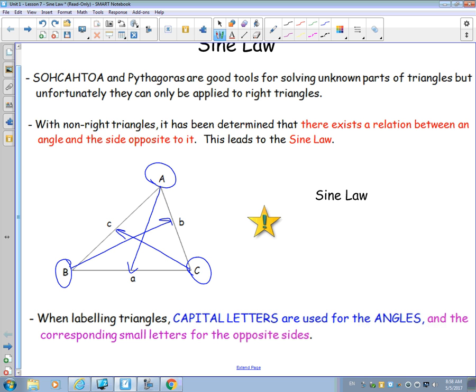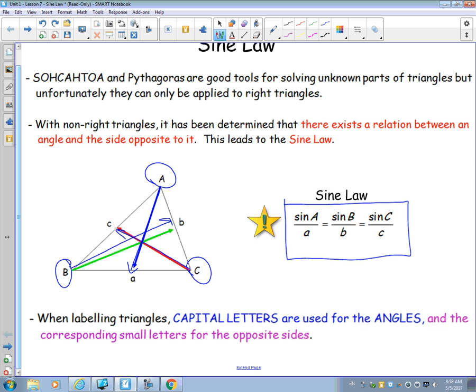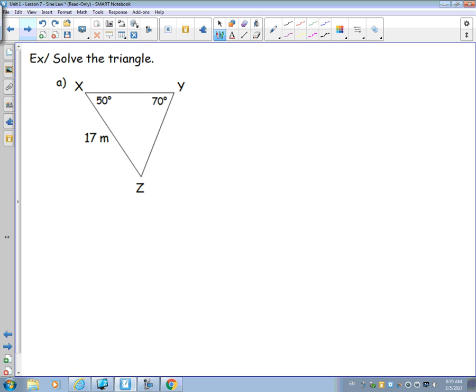And the relationship that exists is the sine law here. The sine of your angle divided by your side is always consistent. So if I know big A and little a, I can find either big B or little b by cross multiplying. Now the good news is there's only two problems you have to worry about, a missing side or a missing angle. The bad news is they take a little bit more work than SOHCAHTOA. So let's take a look at the two examples.